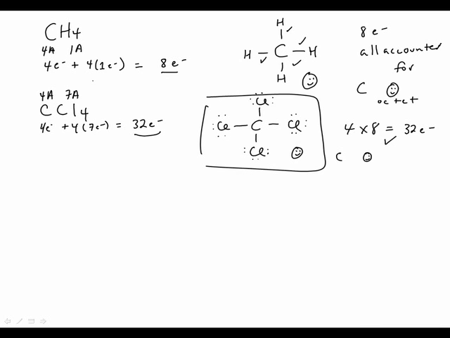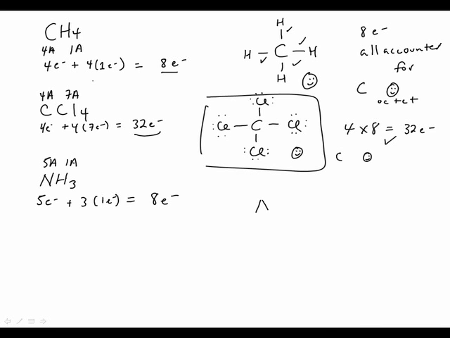Okay, let's try something. Let's try NH3, ammonia. Same process. He's a 5A and a 1A. So I have 5 electrons from the nitrogen plus 3 times 1 electron from the hydrogen. This gives me 8 electrons. This is how many I have to place.